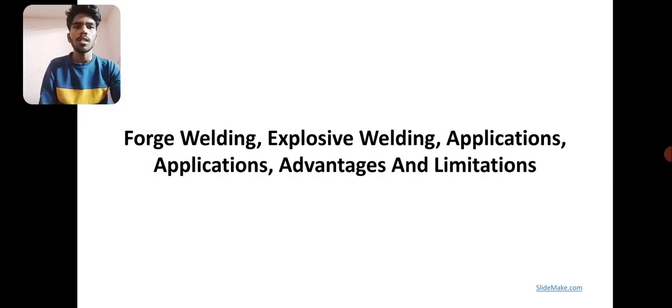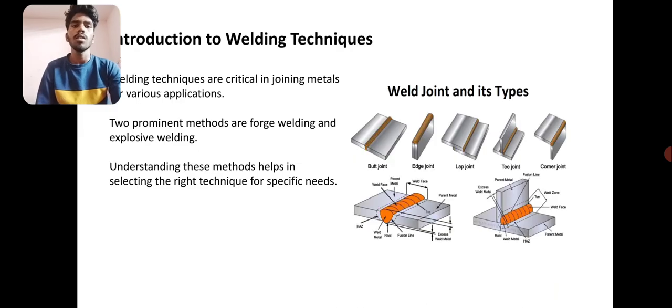Today I was explaining one of the topics in the manufacturing process. The subtopics today are forge welding and explosive welding, and their applications, advantages, and limitations, also called disadvantages. So let's discuss these topics in the manufacturing process deeply. I will explain using the PPT, you can look into there.